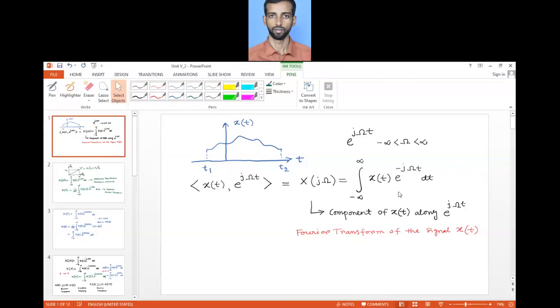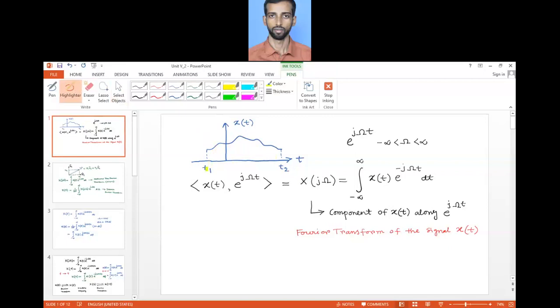So let us start this discussion with reference to a signal x of t, which looks something like that. A signal x of t, which is existing from t1 to t2. So it is quite obvious that the signal is an aperiodic signal. So it doesn't get repeated. A time bound is there, a time limited signal. There is no periodicity, or you can also consider that the periodicity is equal to infinity.